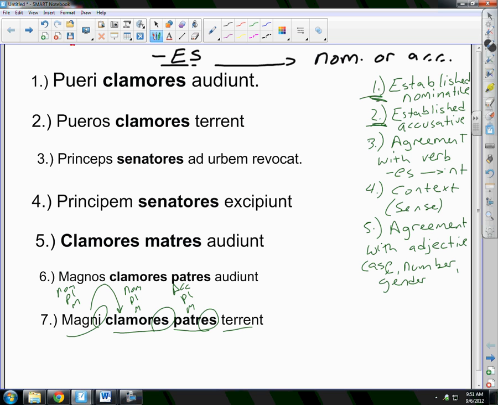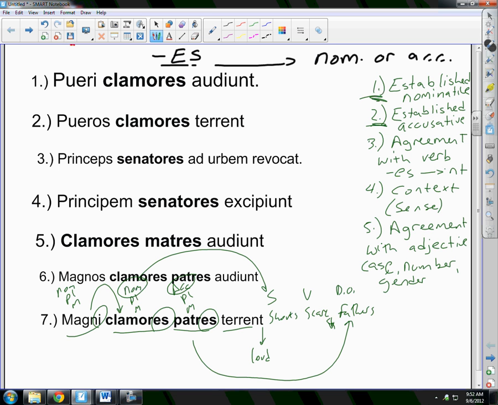Then I get my verb. So subject is the shouts. The verb is scare. The direct object is fathers. And I get an adjective for shouts, loud. The loud shouts scare the fathers. Based on clamores being nominative, it is the subject. Based on patres being the accusative, it is the direct object.